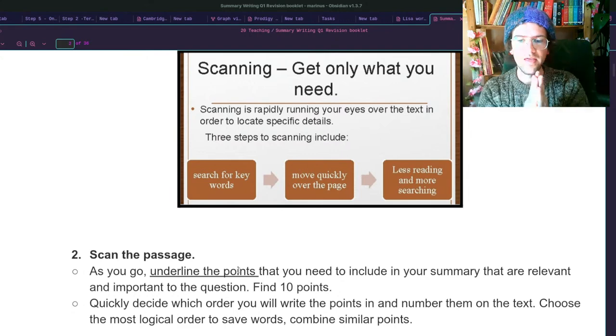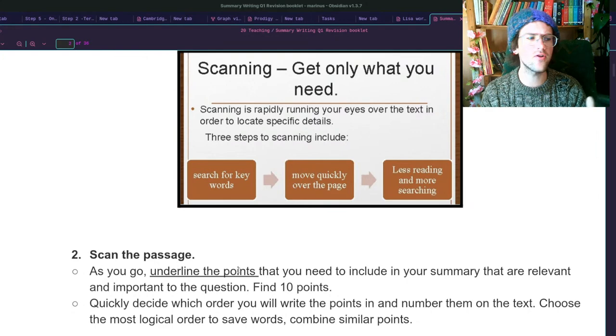Then you ask yourself, so this is very, very simple. Most of my students know how to do this. You're just not sure necessarily how to structure it and stuff like that. So what you're going to do then is go through the things that you highlighted, and you're going to number them to put them in the order you want to have them in your passage. Okay?